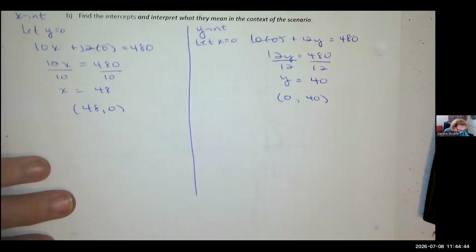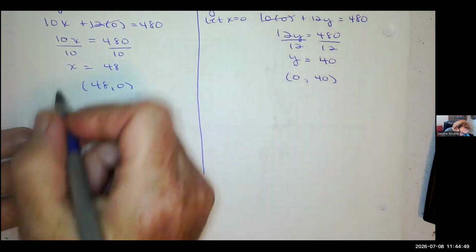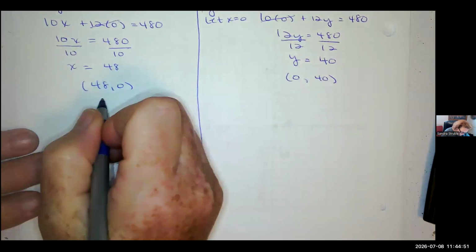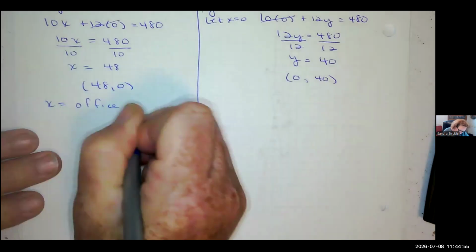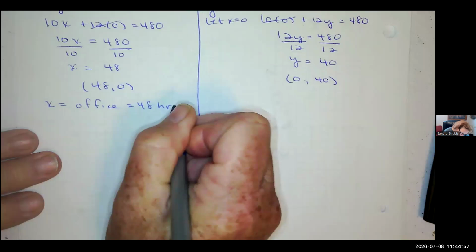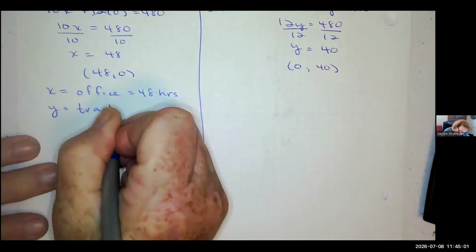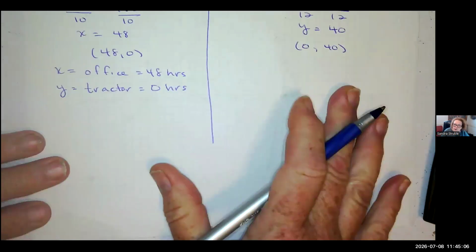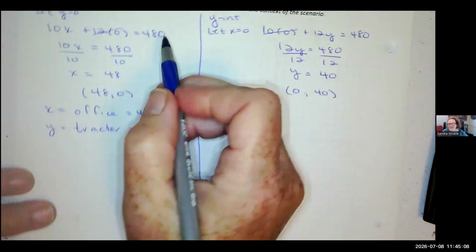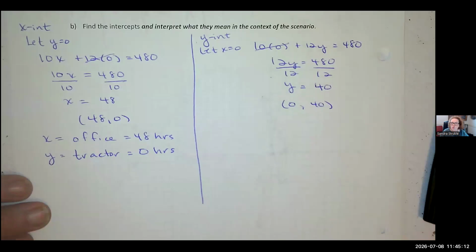Now, one of the things you need to understand is X is when she's working at the office, and that's 48 hours. Y is when she's driving the tractor, and in this case is 0 hours. So when you're doing an interpretation, interpret what they mean. That is always a sentence to represent what it is. You can't just write this. It must be in sentence form.